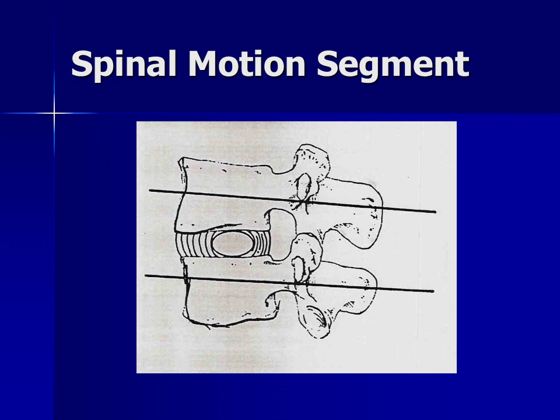This is just a small pictorial of the spinal motion segment. You see in between the two lines is essentially how those vertebrae interrelate with each other, and that is the spinal motion segment just in between the two halves of the vertebra, with the nucleus of the lumbar disc as seen in between the two bodies of the vertebra.